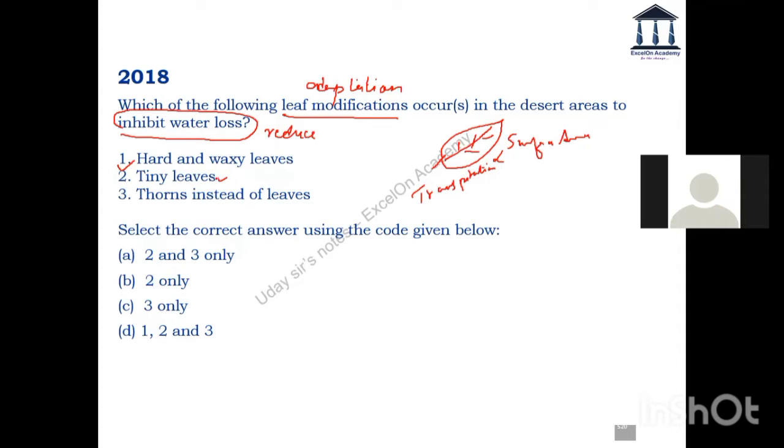Cactus is all three. You're right. Cactus, perhaps tiny leaves it may not have because it does not have leaves itself. So tiny leaves means less surface area, and less surface area means less transpiration. So to me, for sure, 2 looks like a right option.